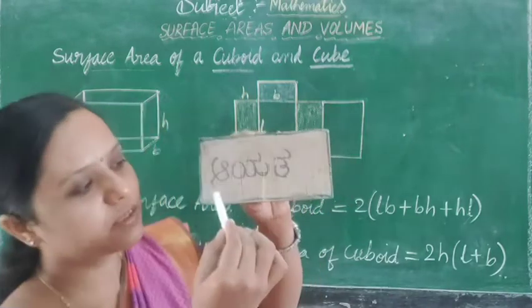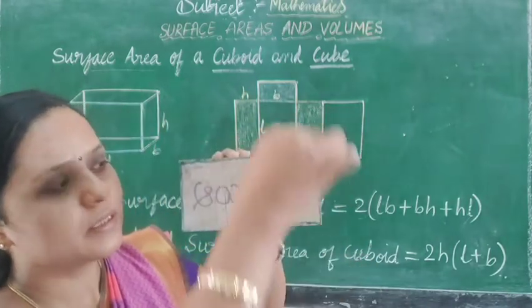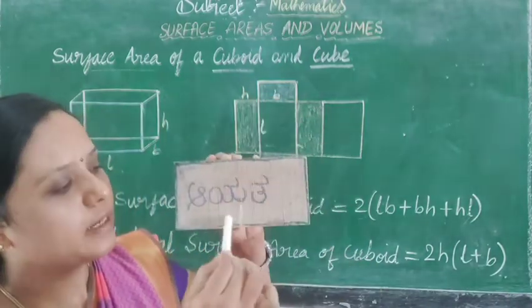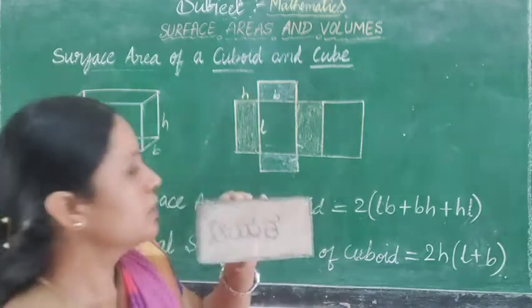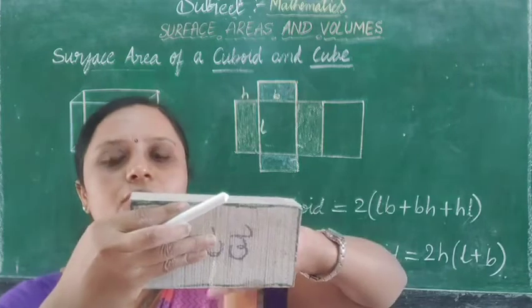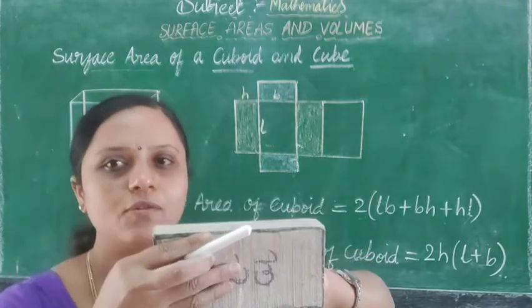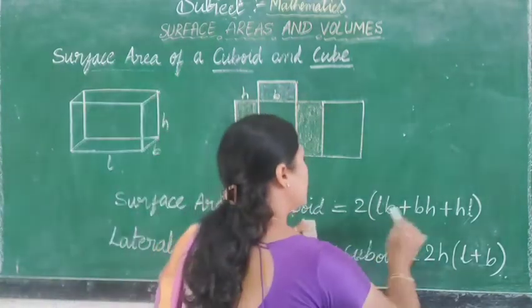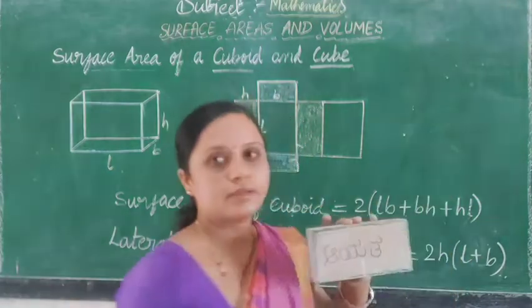of, you can observe this one. This is what? Length. This is what? Height. So length into height. So this area and this area will be equal. Front and back area will be equal. That's why you write 2 times of length into height.